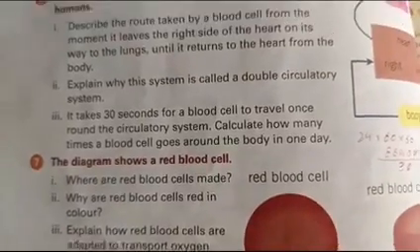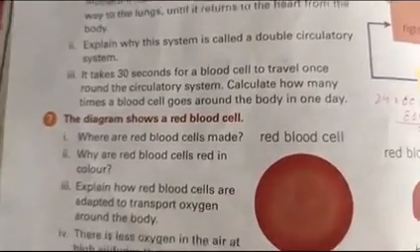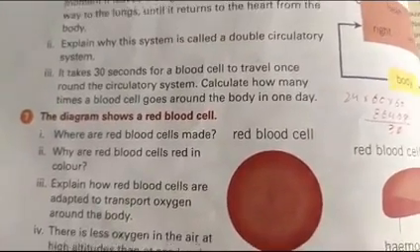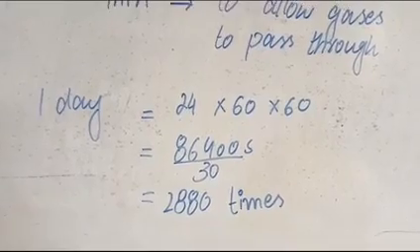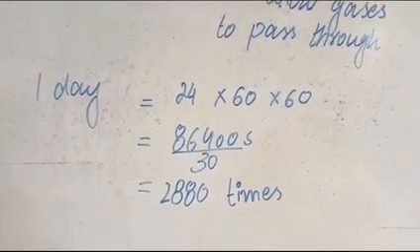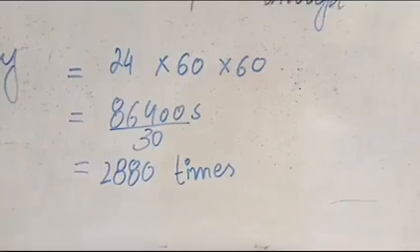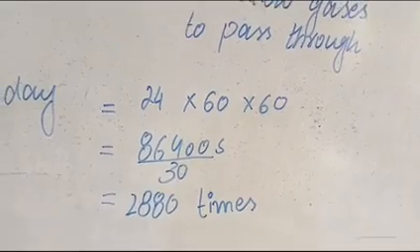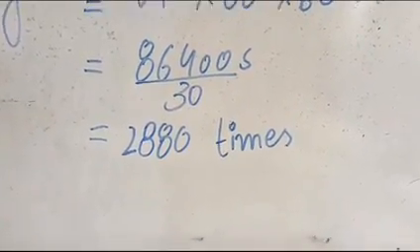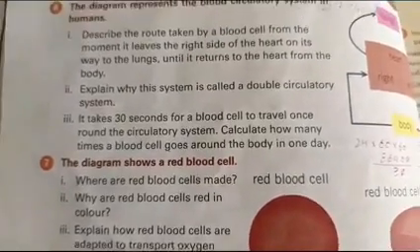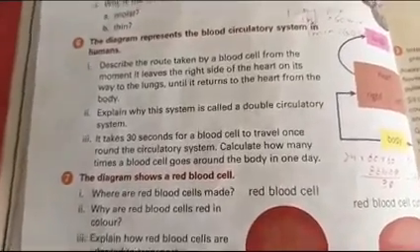Come to statement 3. It takes 30 seconds for a blood cell to travel once around the circulatory system. Calculate how many times a blood cell goes around the body in one day. In one day, there are 24 hours, 60 minutes, and 60 seconds. When we multiply them, the answer will be 86400. As the blood takes 30 seconds for one round, we will divide it by 30 and the answer will be 2880. So we can say that the blood goes around the body in one day 2880 times.